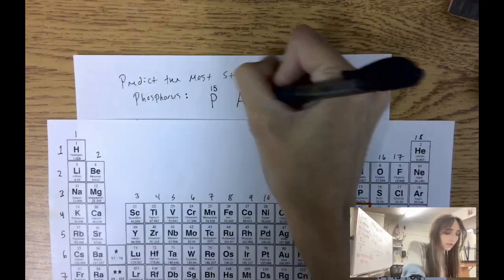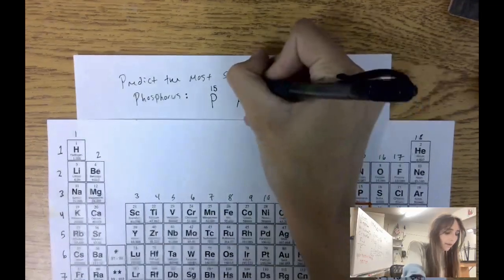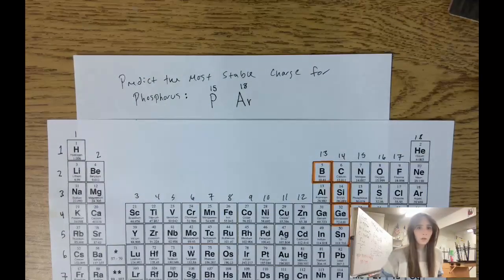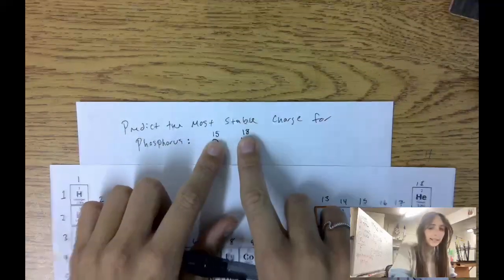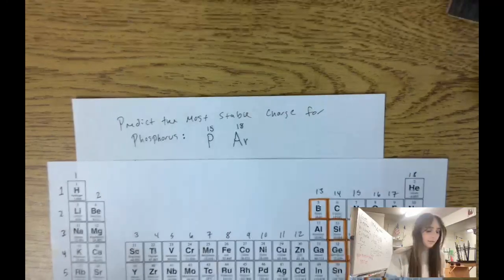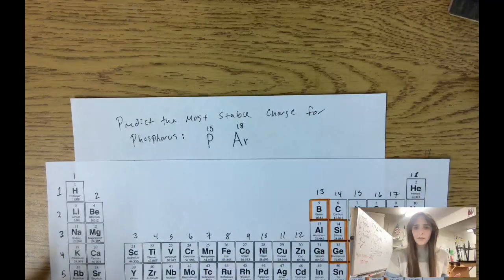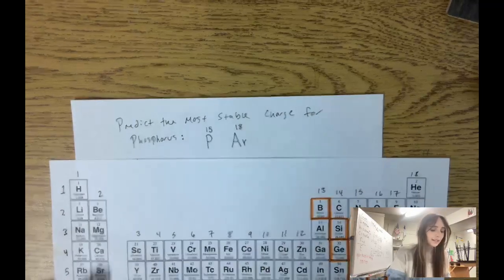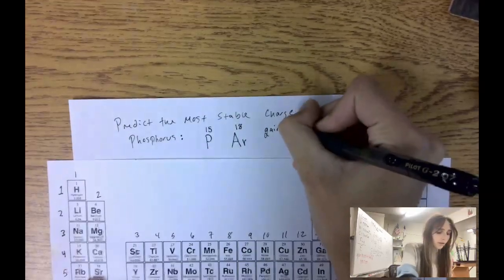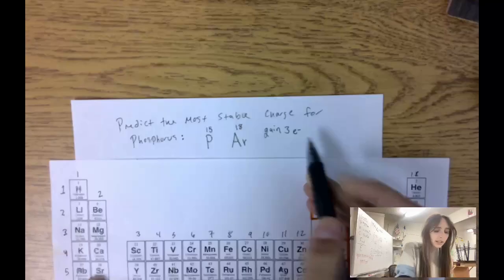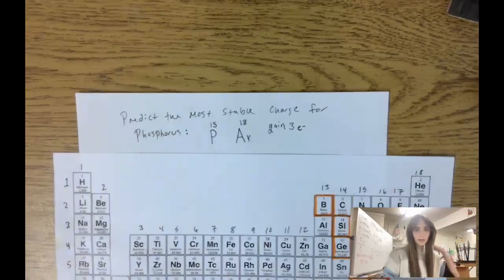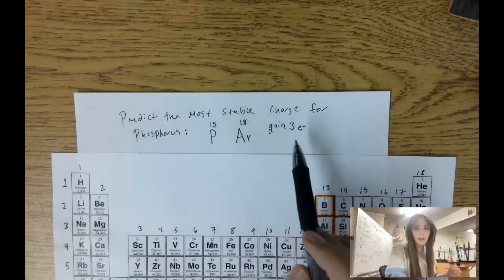Well, what we're going to do next is write the symbol for argon, and write the amount of electrons that it has. So looking between 15 and 18, we have to figure out what phosphorus needs to do to become 18. Easy math. What phosphorus needs to do is gain 3 electrons. E minus is just the symbol for electrons. I'm lazy, so I'm just going to write the symbol instead of the word. So phosphorus needs to gain 3 electrons.